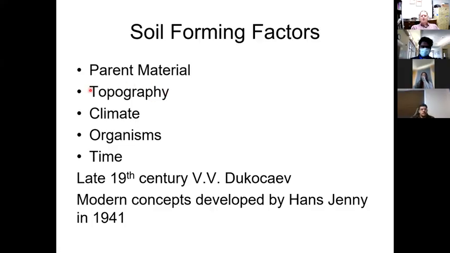Topography is the position of the soil in the landscape. So soils that are living on the top of a hill are going to weather very differently than, let's say, soils at the bottom of a hill. The soils down here versus up here, they're going to weather very differently. And so that's a topography effect of soil formation.